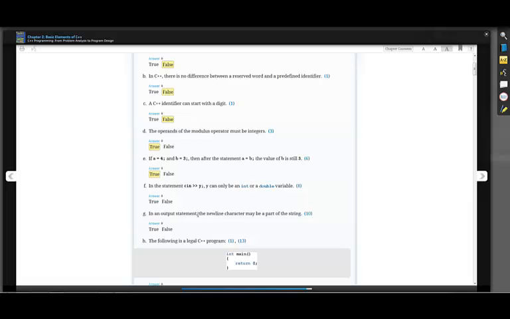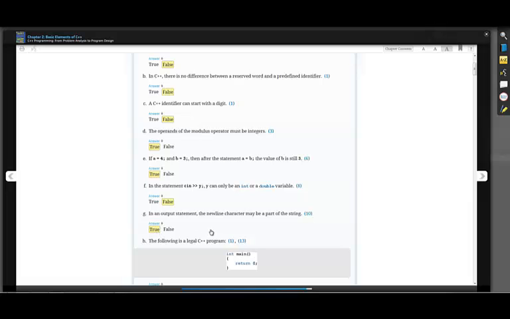Letter F: in the statement cin, if you read in cin, Y can only be an int or a double variable. Well, it's hard to really say on this one because you don't know how they declared the Y. So this answer is false. G: in an output statement, the newline character must be a part of the string. Remember what newline is, so that is true as well.